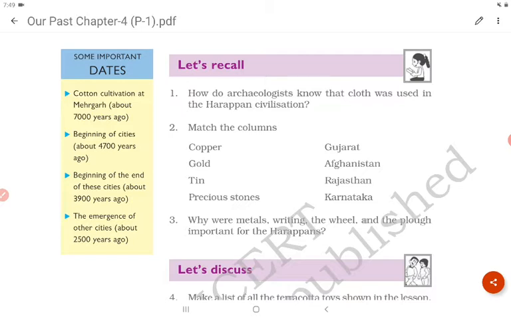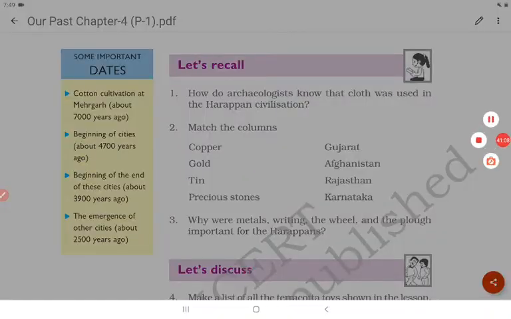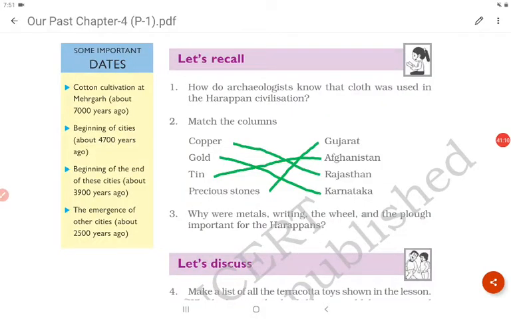Now let's do match the columns. Copper is found in Rajasthan. Gold is found in Karnataka. Tin is found in Afghanistan. And precious stones are found in Gujarat.